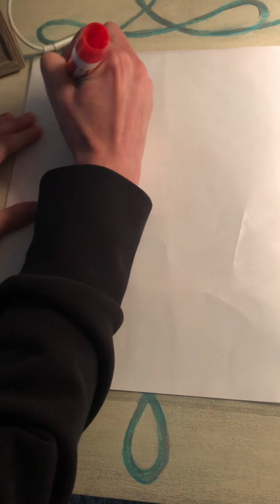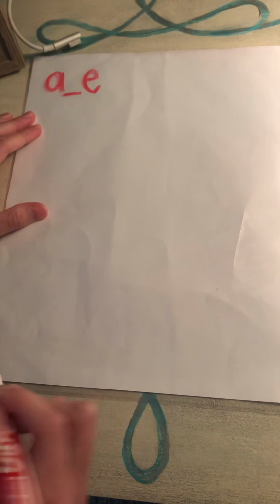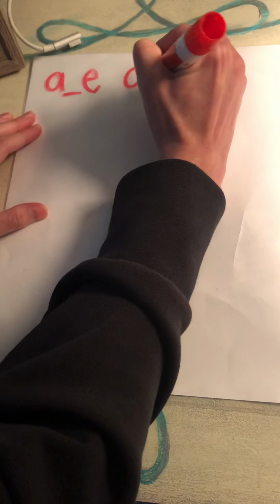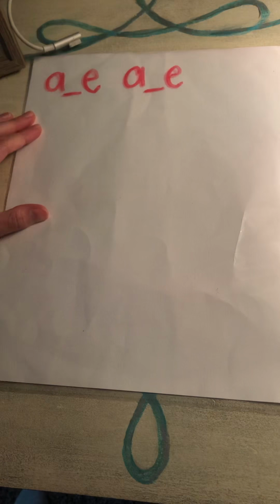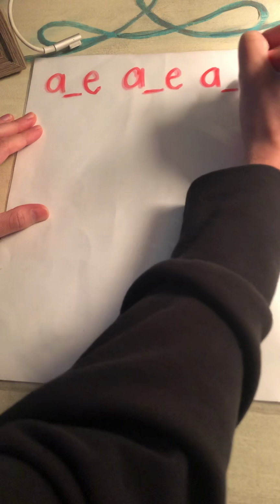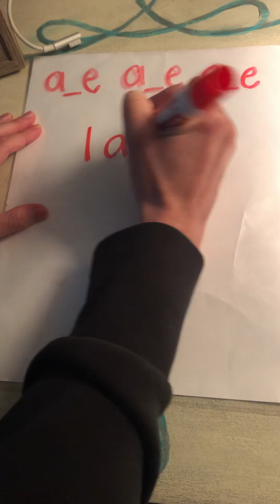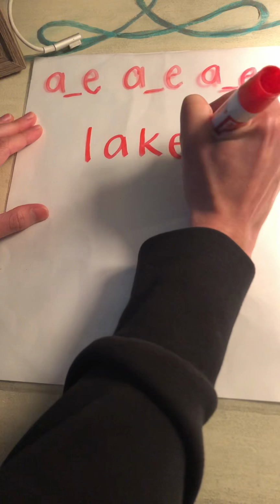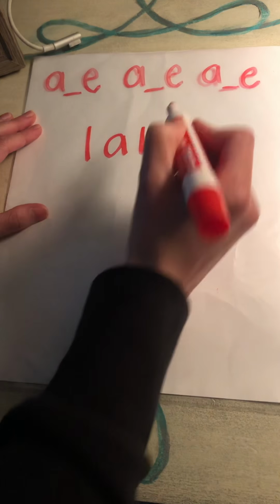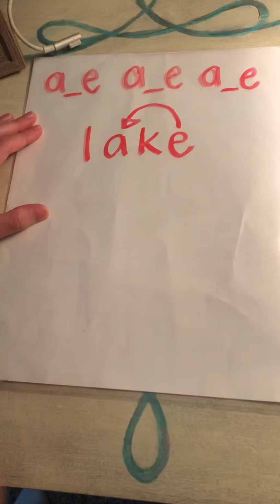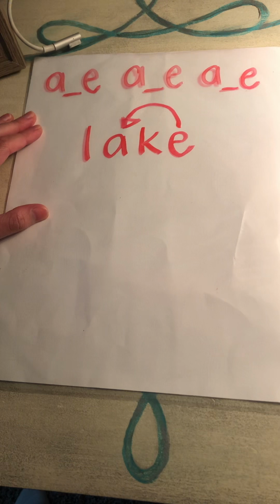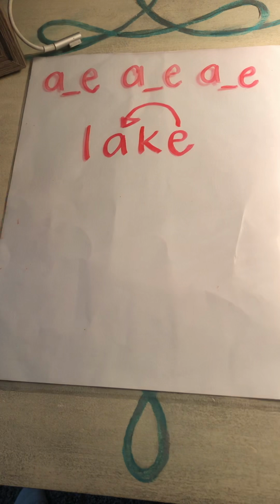Okay, in the word lake, we have A, consonant E, says A. Like in the word lake. We have that silent E that is making that A say its name, lake. All right, you may erase this side of your page.